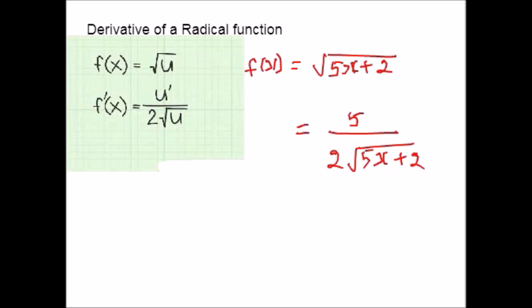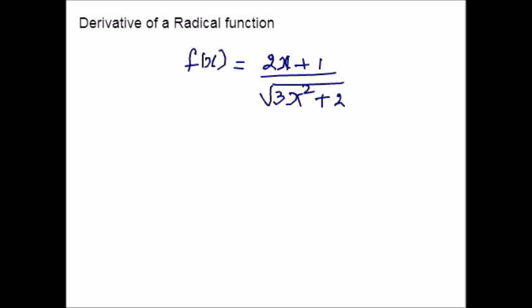So far we discussed examples with a radical in the numerator. Now I am going to take one example where the radical is in the denominator. Here is the next example. We have 2x plus 1 in the numerator portion, and in the denominator we have a radical which has 3x square plus 2 underneath it.